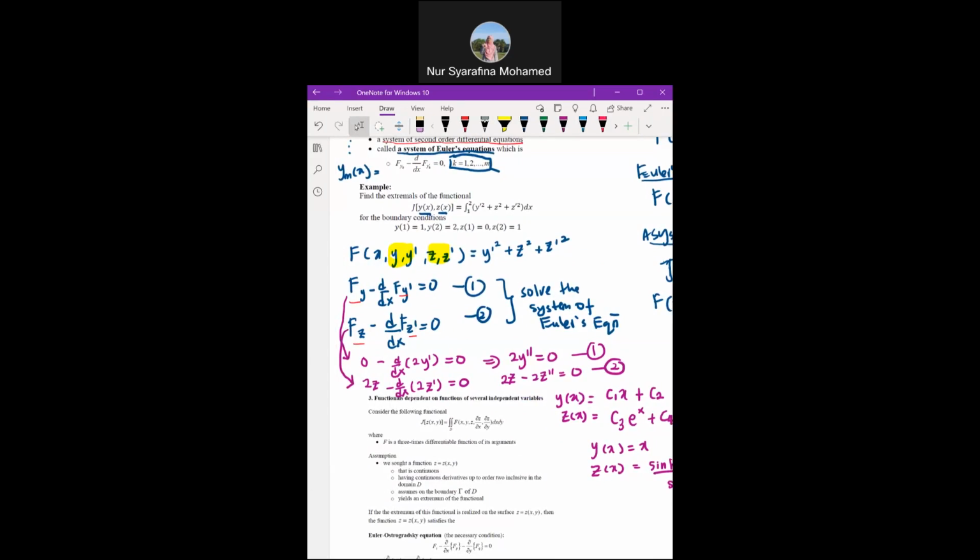How can we find the extremal? Based on the functional, either it is one functional consisting of x, y, y prime, up until nth order, or we can have many functions in that one functional. So it depends on the condition, but our focus is always to find the extremal. So the way we find the extremal is always similar. All right.